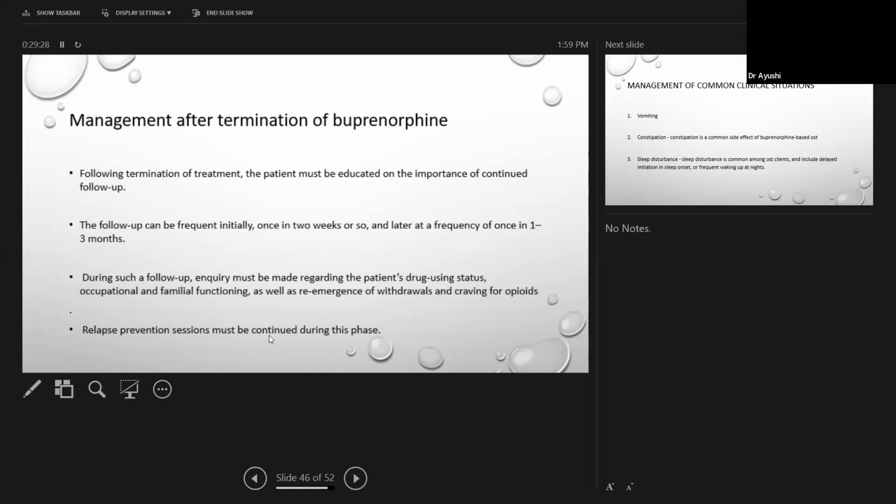Then how to manage after termination of buprenorphine? Following termination, the patient must be educated on the importance of continued follow-up. The follow-up can be frequent initially, once in 2 weeks or so, and later at a frequency of once in 1 to 3 months. During such a follow-up, inquiry must be made regarding the patient's drug using status, occupational and familial functioning, as well as re-emergence of withdrawals and craving for opioid. Relapse prevention sessions must be continued during this phase.